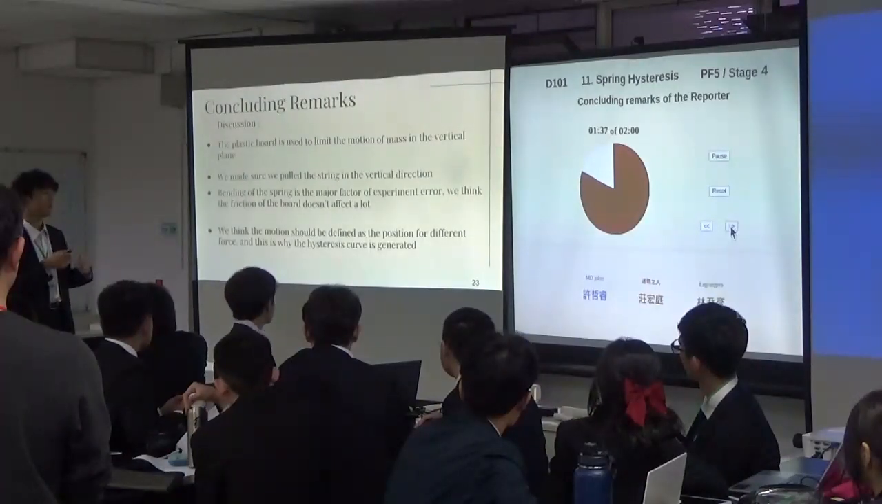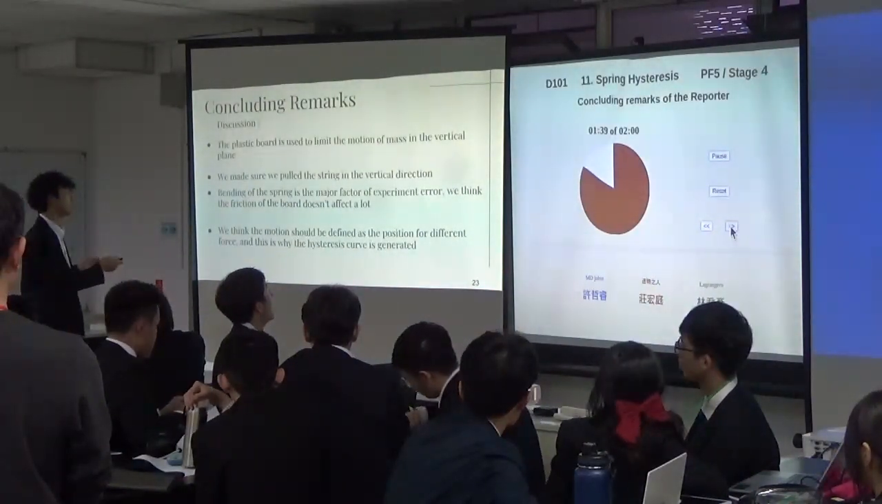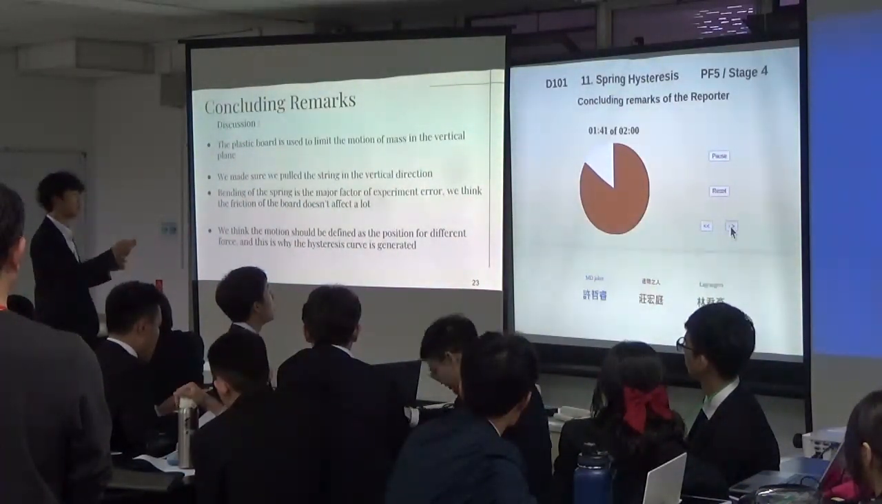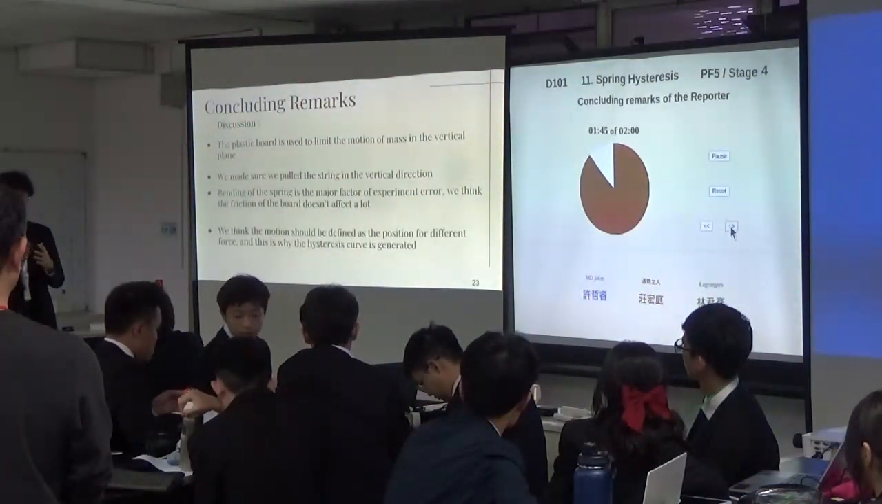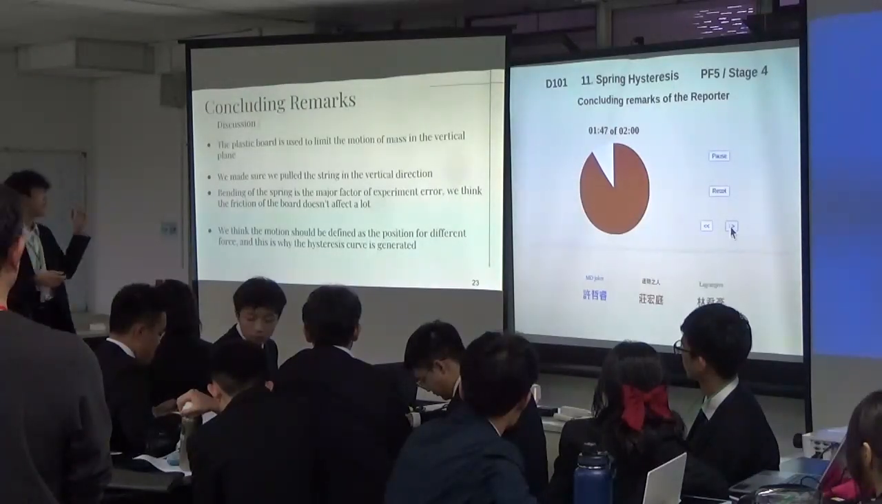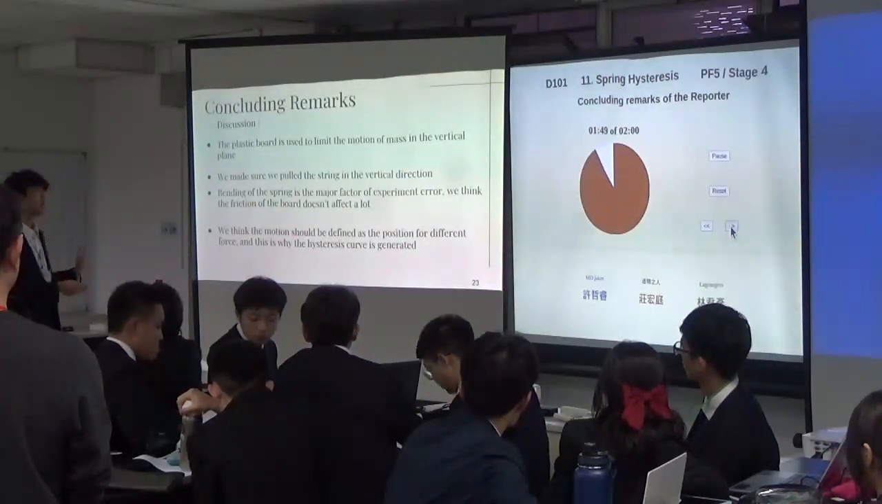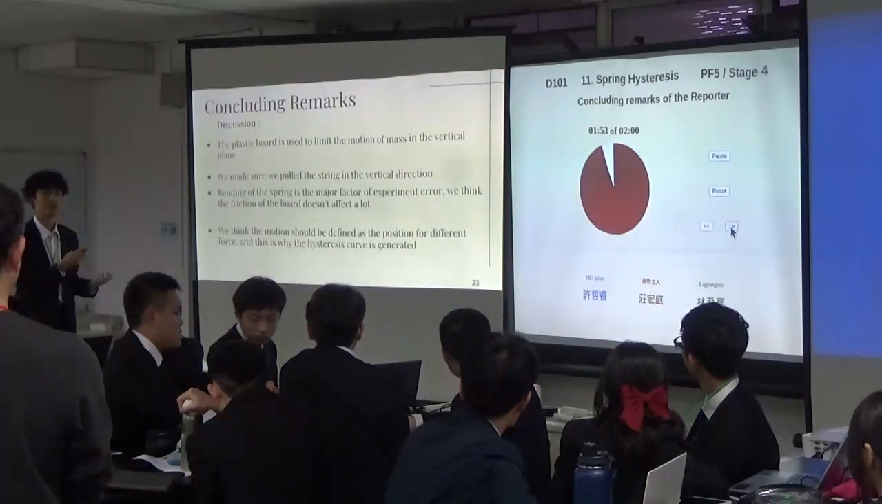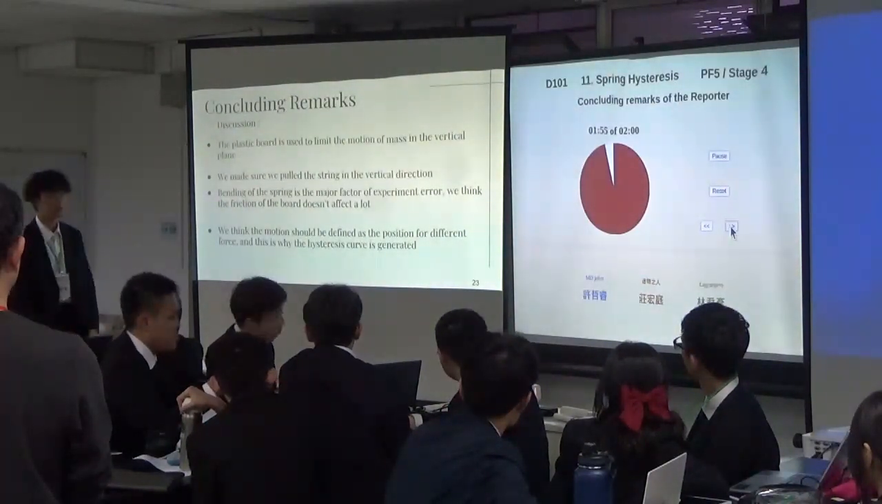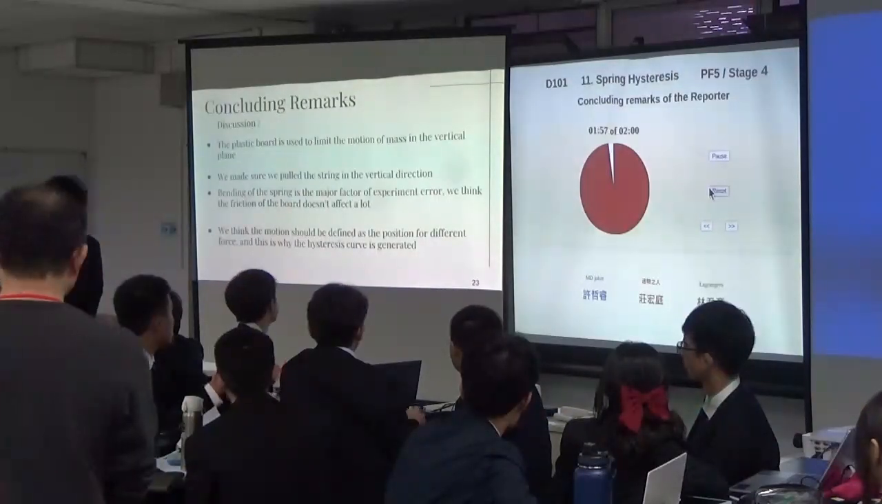And when we plot the position to force graph, it is the overlap of the graph of velocity over time and the force over time. So we still think that it shows the hysteresis phenomenon. And thank you. This is all.